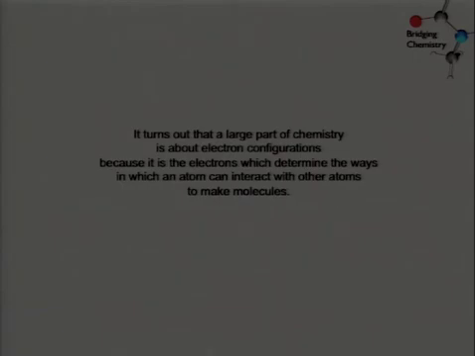And so the little final thing to get us to our chocolate biscuits is this. It turns out that a large part of chemistry is about electron configurations because it is the electrons which determine the ways in which an atom can interact with other atoms to make molecules. So now what we're seeing is that not only is it the electrons which interact with the electrons on the other atom, but because the electrons live in orbitals and the orbitals become increasingly big, then it's going to be the electrons in the biggest orbitals, which will be the ones that interact with the electrons in the biggest orbitals on the other atom.